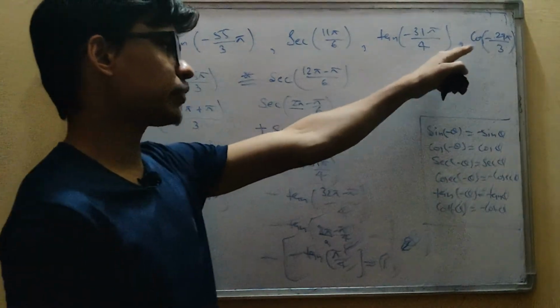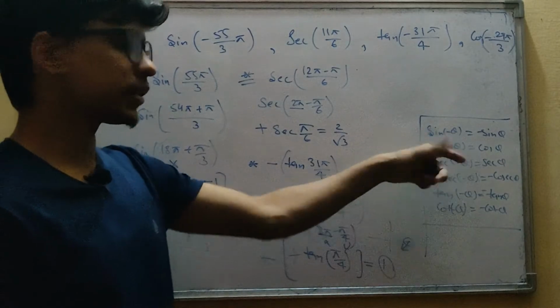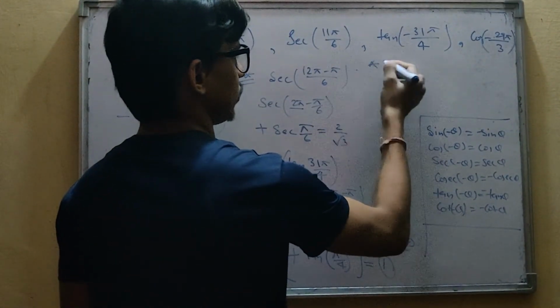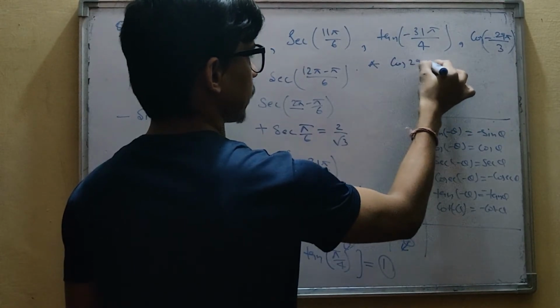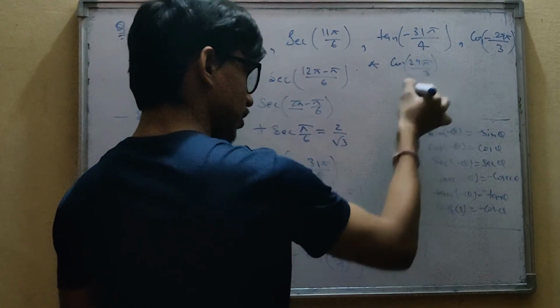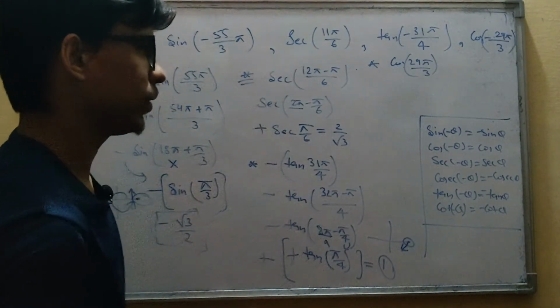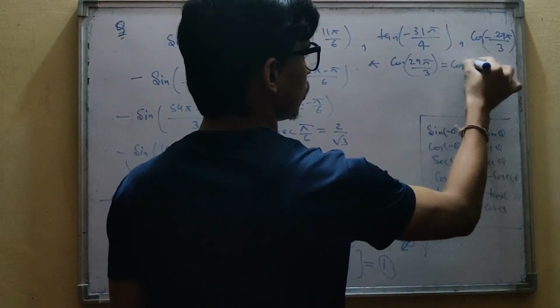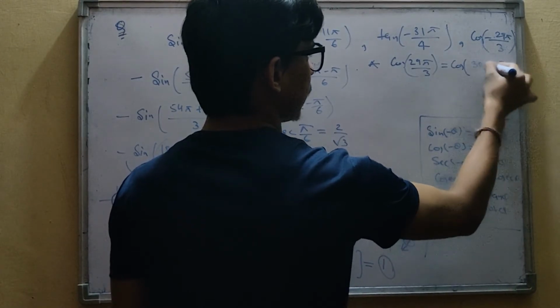Now this cos minus 29 pi by 3. So cos minus theta is cos theta. So negative sign doesn't affect cos. So it is going to be cos 29 pi by 3. Right. So the nearest value to 29 which is divisible by 3 is 30. So cos 30 pi by 3 minus pi by 3.